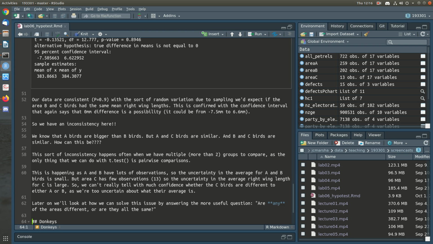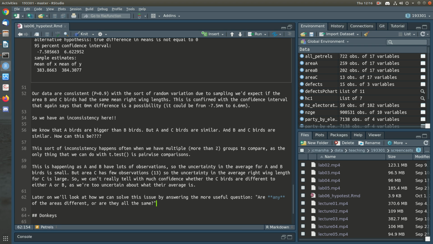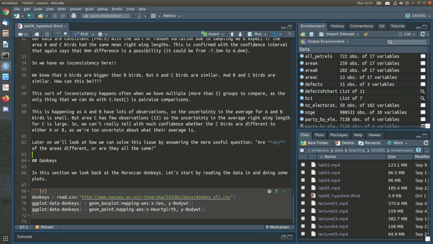Right? So we'll look at a slightly different hypothesis, which isn't just whether pairs of them are the same, but asking the more general question: are any of them different, or are they all the same? Okay, so we'll see how to do that once we go into linear modeling.